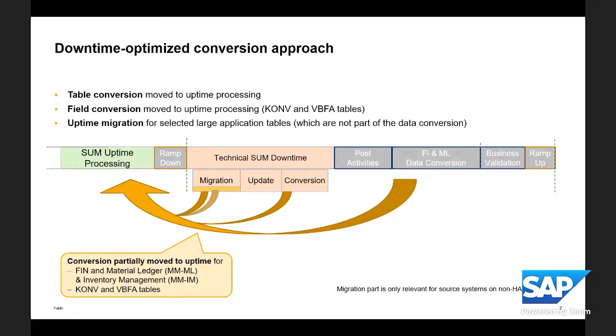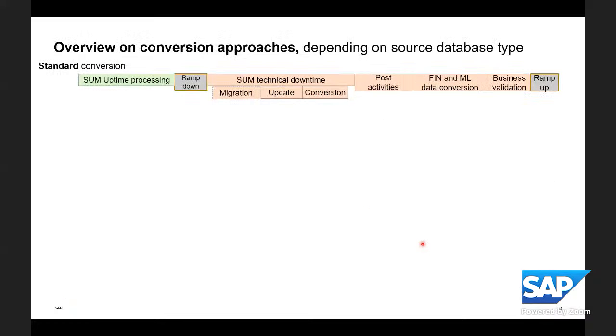So let's dig into a more detailed discussion and comparison of the approaches. Again, this is the overview that we have seen before: the standard conversion with uptime processing, with downtime of software update manager, of fin and data conversion. Now, on the slide, later on the bottom line, you will find downtime optimized conversion, similar to the picture we just had. It's just that there could be two additional approaches in the middle. So that is a more comprehensive overview now.